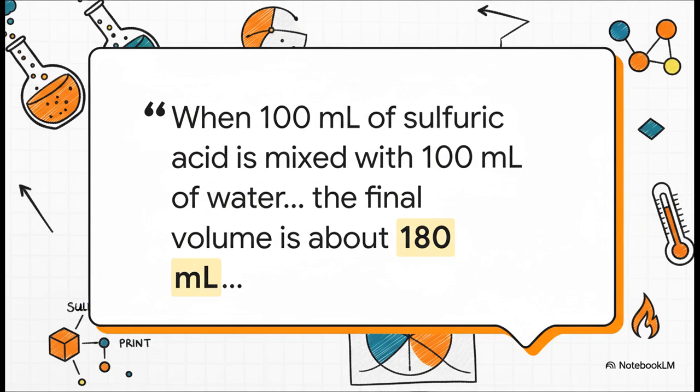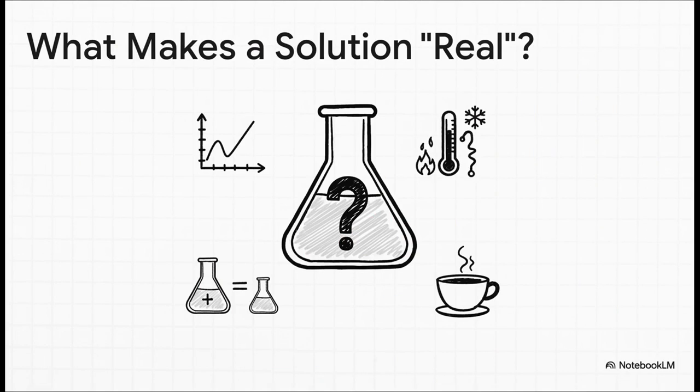Let's go right back to that wild sulfuric acid example. The fact that the volume actually shrinks and heat is released is a huge clue. It's telling us the molecules are interacting in ways Raoult's simple law just can't predict. They're pulling on each other, rearranging themselves into a more compact structure that takes up less space and gives off energy as heat. So what are the telltale signs of a real solution?